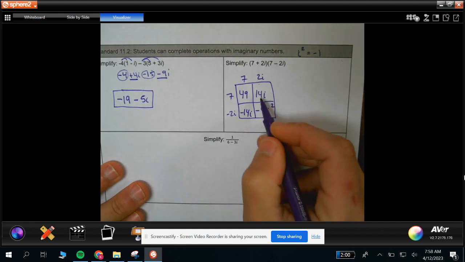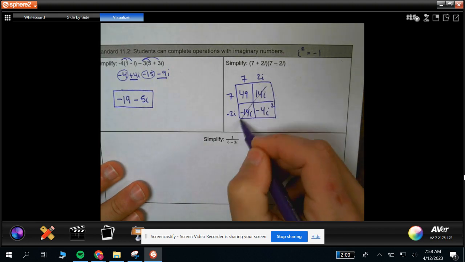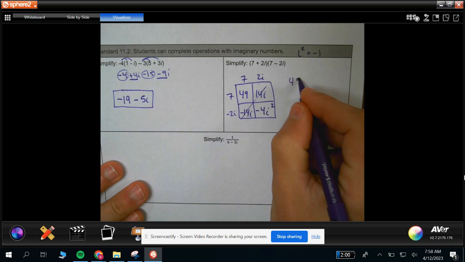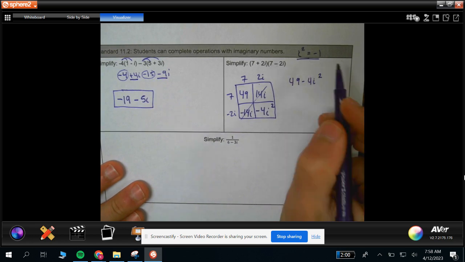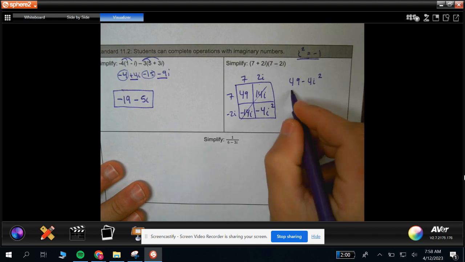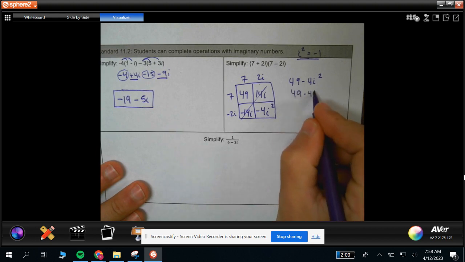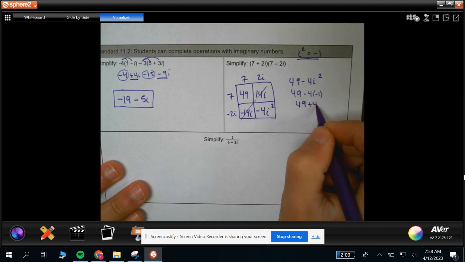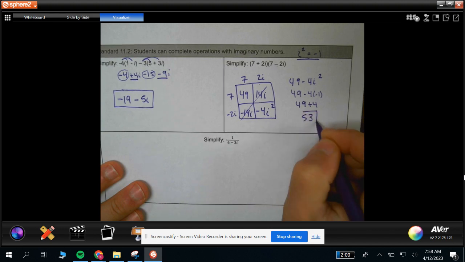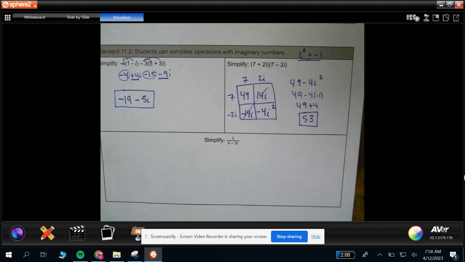So what happens here? I see 14i minus 14i. So those cancel. So I'm left with 49 minus 4i squared. Now remember, i squared equals negative 1. So that means we get 49 minus 4 times negative 1, which is 49 plus 4. So it turns out those two multiply to 53.